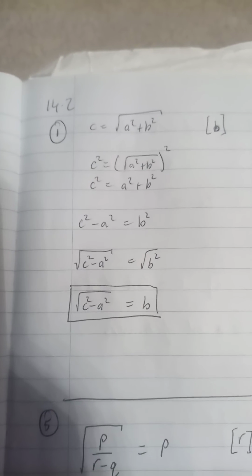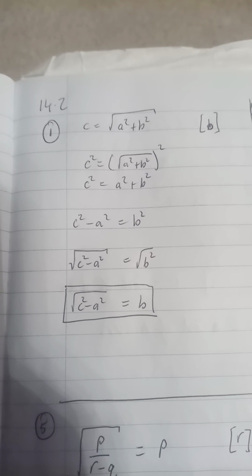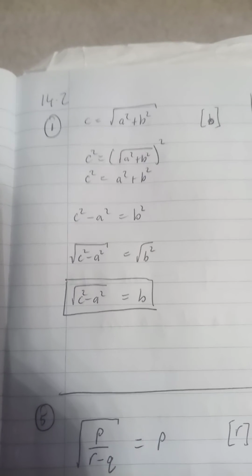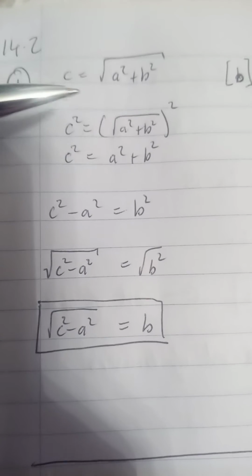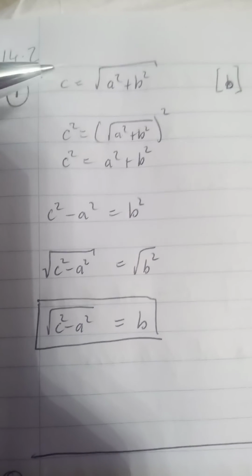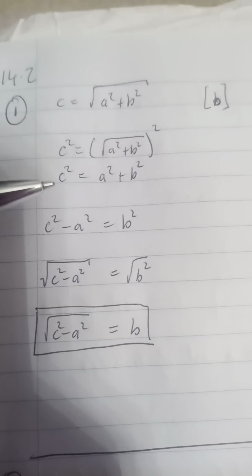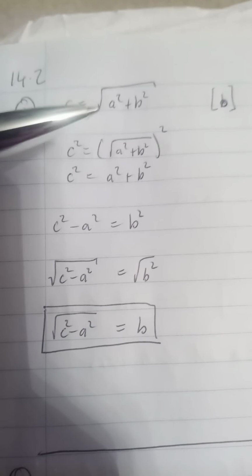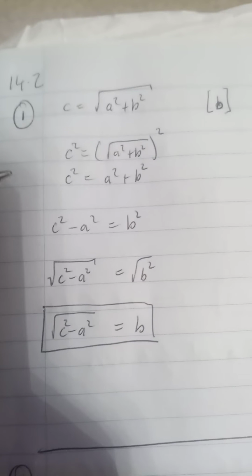Before I start, I always look to see if there are square roots or fractions, and I need to do something to get rid of them first. In this case, we have the square root of a squared plus b squared. To get rid of a square root, we square both sides. c squared works out as c squared, and when you square the square root, it drops out.